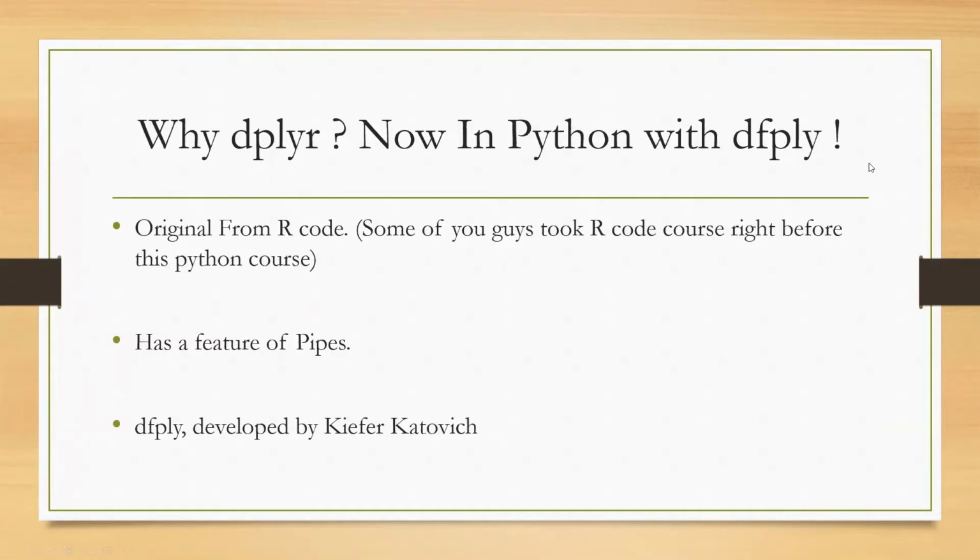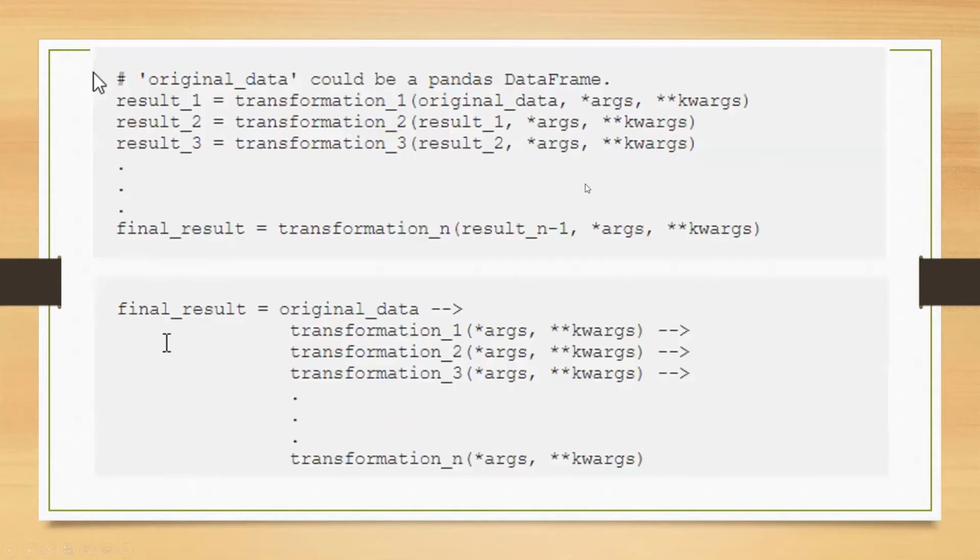In Python, this package is called dplyr. First, this is how regular data manipulation looks in Python. You call a data set and use a function to say how you want to transform it, and then store it in a new data frame. Then you call that data frame and do the same thing, store it in another data frame, and finally you get the data frame that we want.